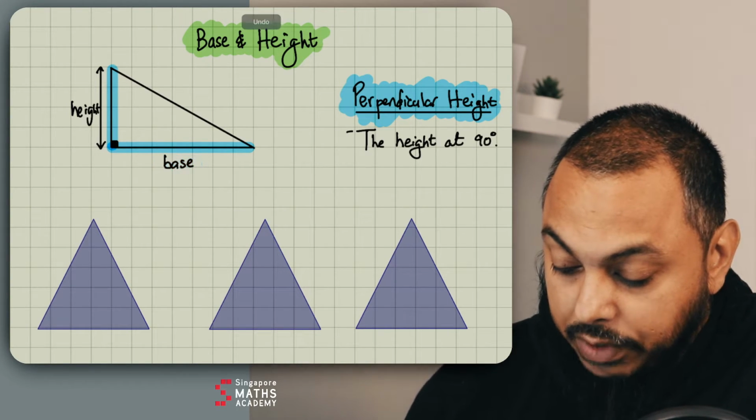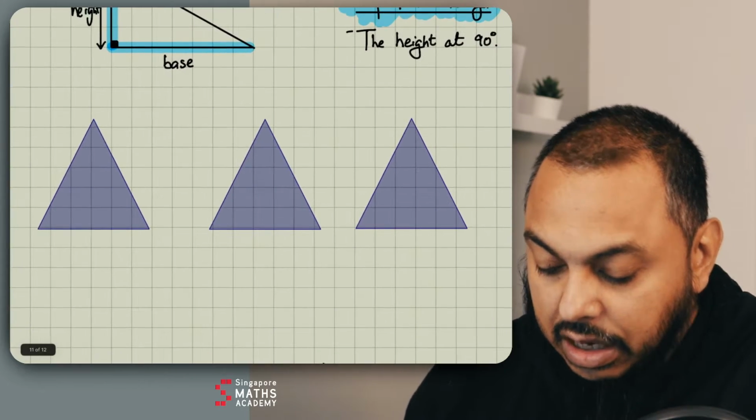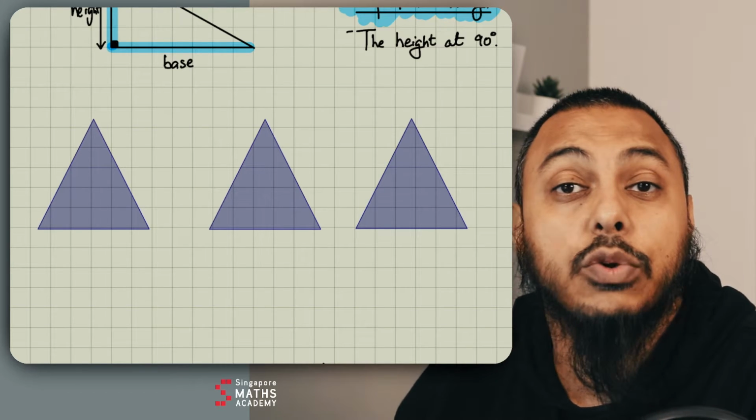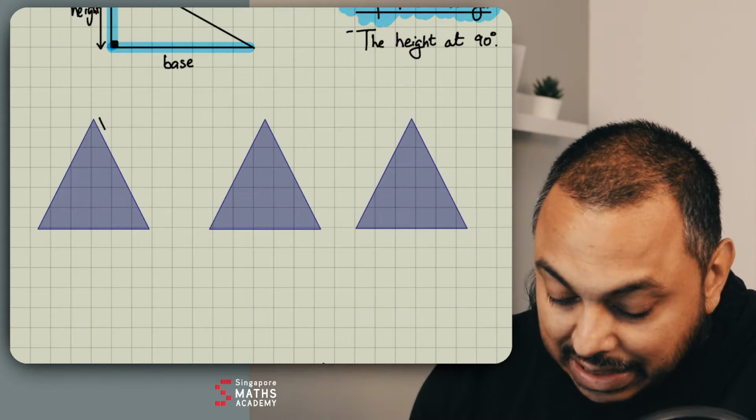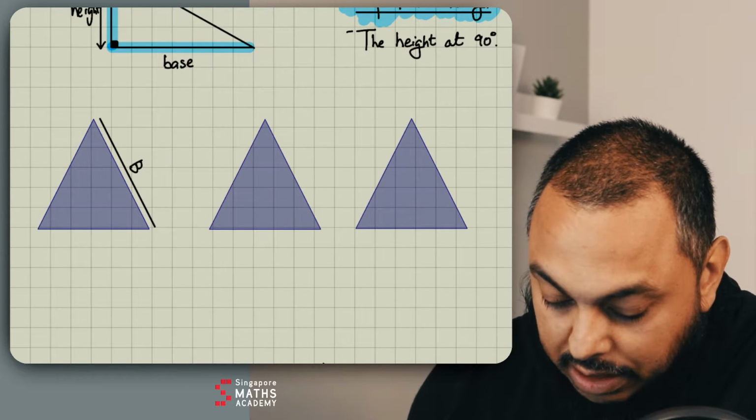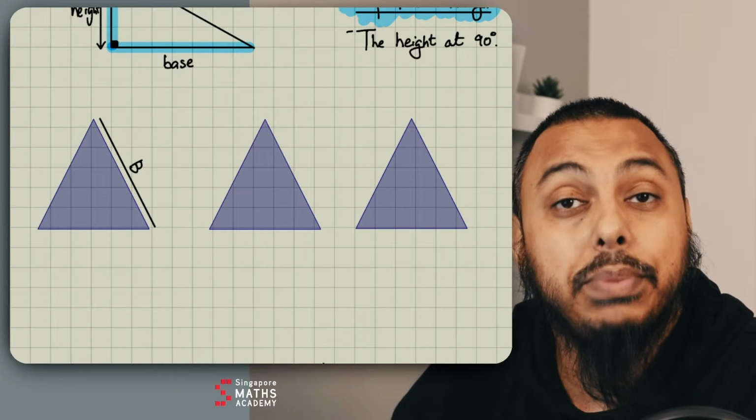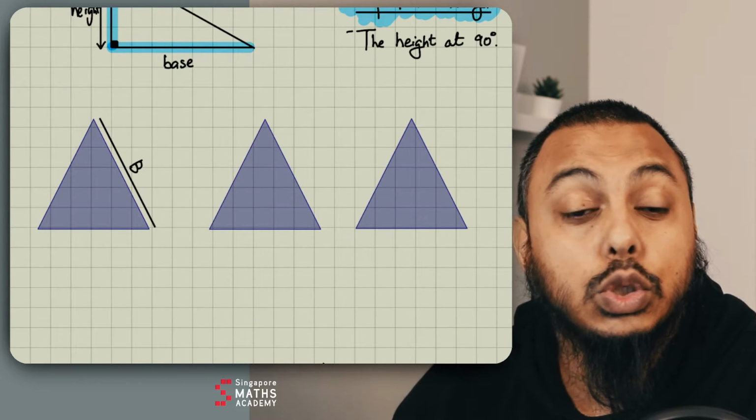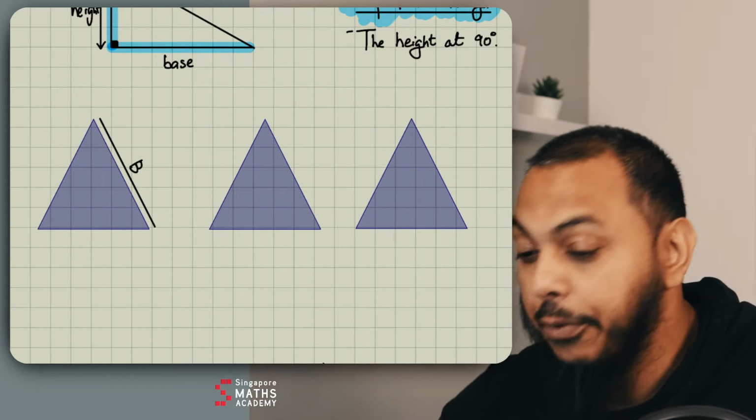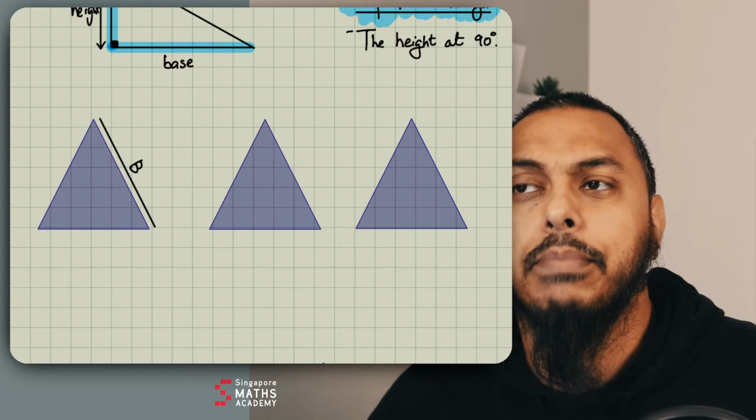For example, I've got these 3 triangles. Any of the 3 sides of the triangle can be the base. If I say that this is my base, right, I'm going to write capital B for base there, then my height is going to be from the base to the top of the triangle at 90 degrees. Now, how can I do that then? I've got the baseline. How do I get to the top?